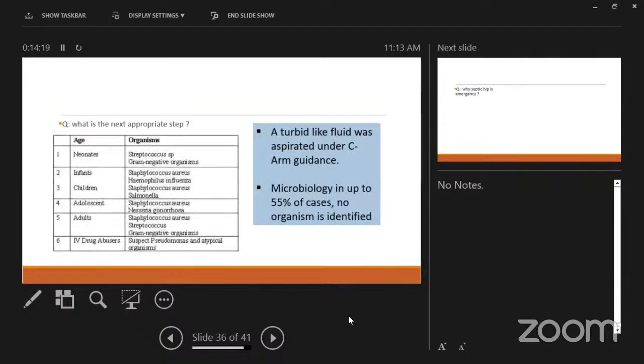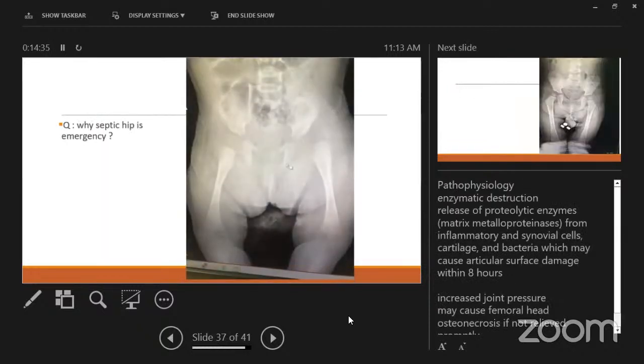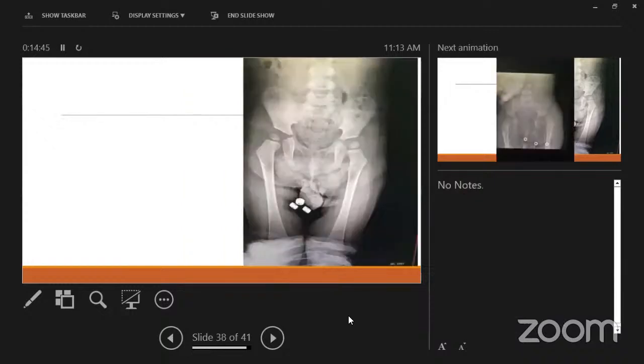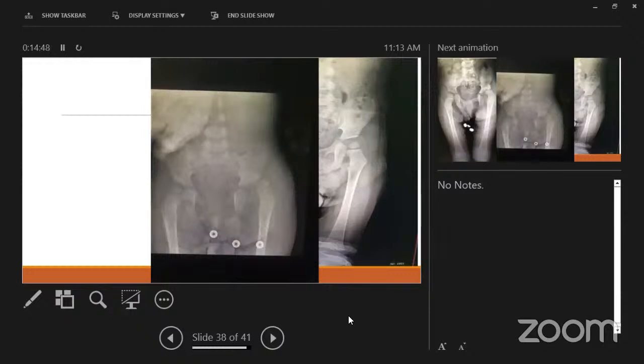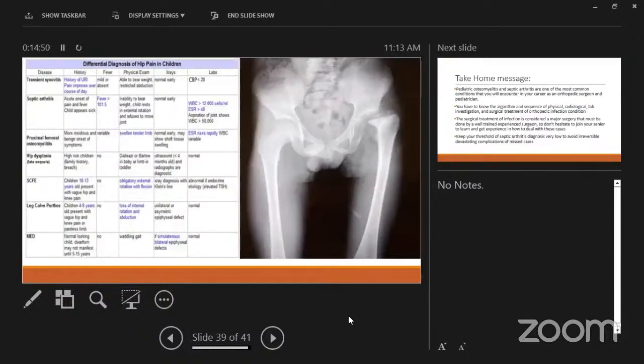The most common organism according to the age: neonate Streptococcus, as we mentioned before; the infant Staphylococcus aureus; with adolescent Staphylococcus aureus; with adult also Staph aureus; with IV drug abuser, suspect Pseudomonas and atypical organisms. You can see here in the X-ray there is a left subluxation and dislocation of the hip due to effusion. This is the sequelae. The differential diagnosis of the irritable hip you have to be familiar with.